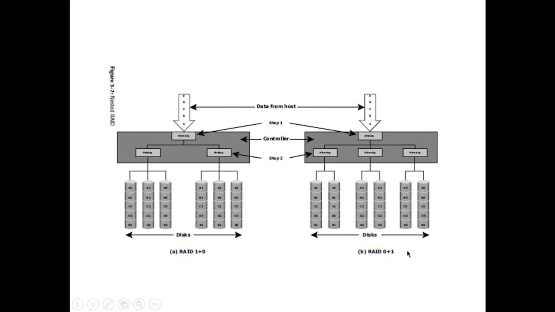So in RAID 0.1 implementation, data will be first striped, and this striped data will be mirrored. Okay, first a block of data A comes, it will be striped into A1, A2 and A3, and each of these strips of data, we are going to mirror. Right, after striping the data will be mirrored. So first RAID 0 implementation, and then second step is RAID 1 implementation. That is RAID 0.1.